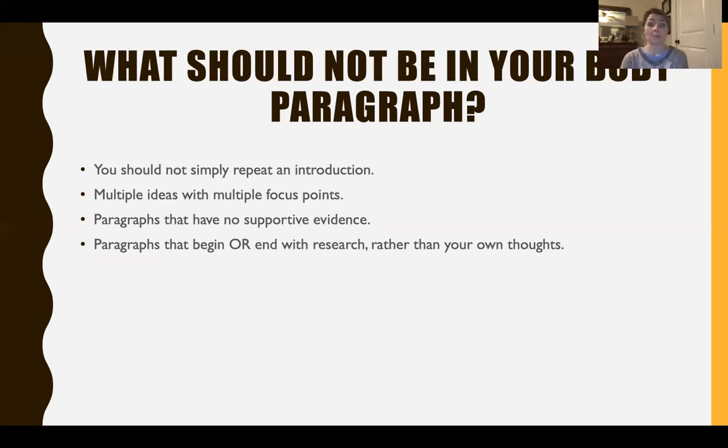What should not be in your body paragraph? You should simply not repeat an introduction. Oftentimes when students write an essay, I see this repeat of introduction idea. And the first body paragraph that you have after the introduction should begin proving that thesis. Multiple ideas should not exist in one body paragraph. Each body paragraph should have a clear focus point that you are proving that once more connects to the overall thesis statement. Paragraphs should always have supportive evidence.